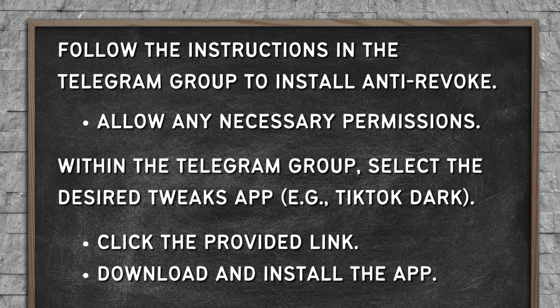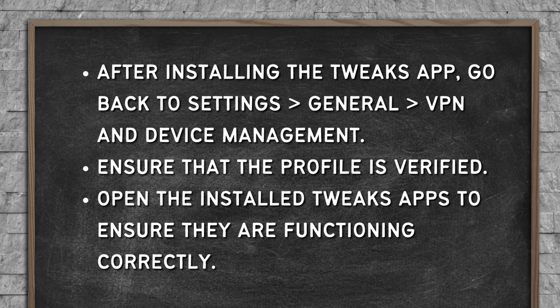Allow any necessary permissions. Within the Telegram group, select the desired tweaks app. Example, TikTok Dark. Click the provided link. Download and install the app. After installing the Tweaks app, go back to Settings, General, VPN and Device Management. Ensure that the profile is verified.